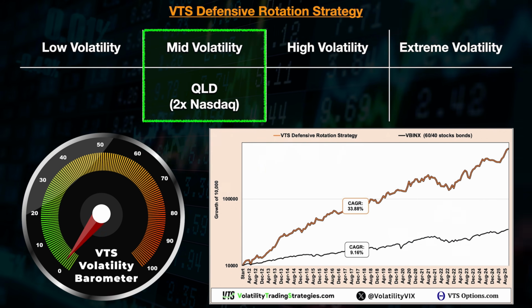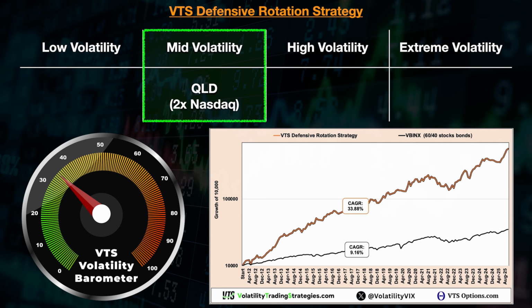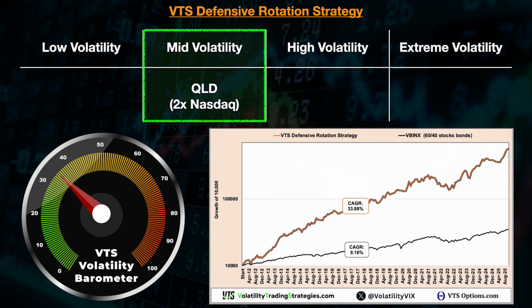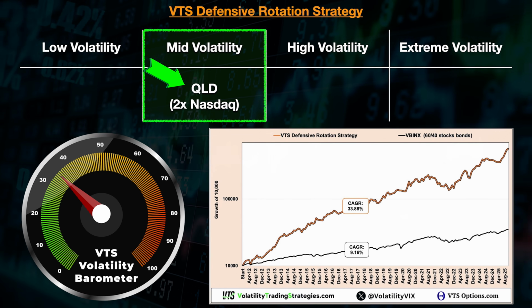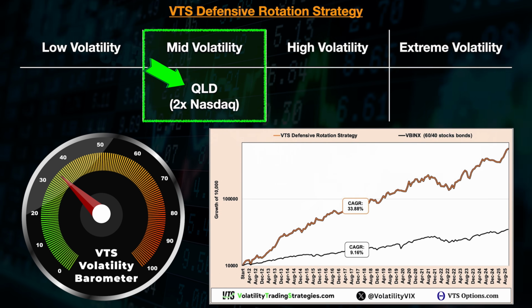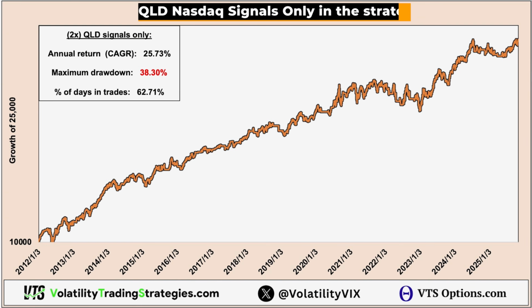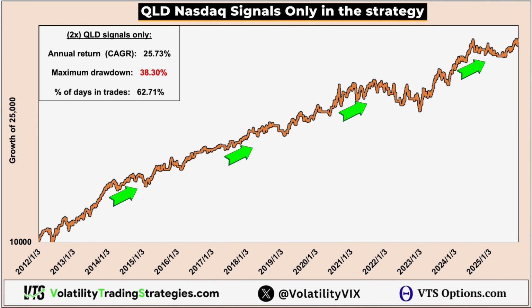Now, the heart of the strategy is equities-based, and anytime volatility is in what we consider mid to low levels, basically stable markets, we'll be holding the NASDAQ index in the form of the 2x leveraged ETF called QLD. Now this chart here is showing just the days when the strategy was holding that QLD, and we can see that happens on about 63% of trading days. These are only the most advantageous days during stable markets, and that's very important.